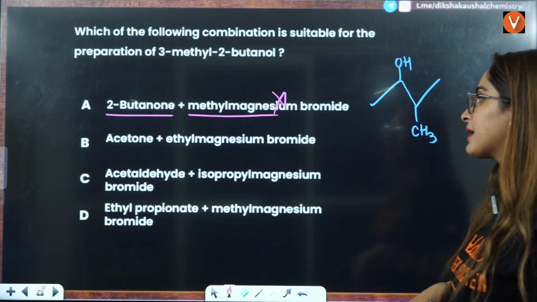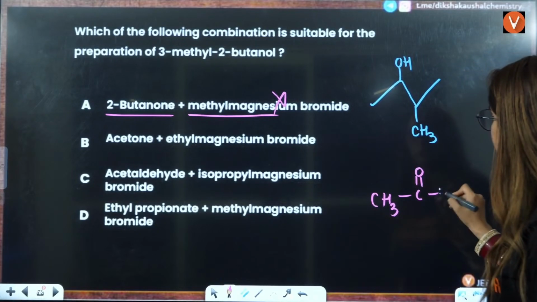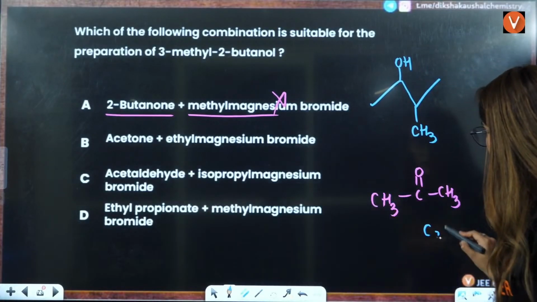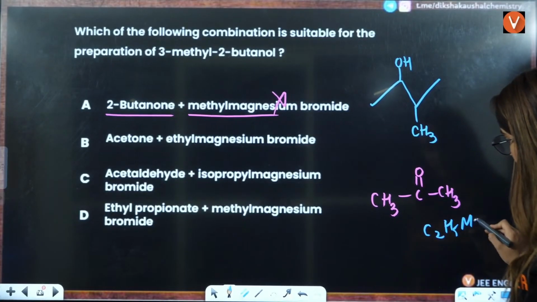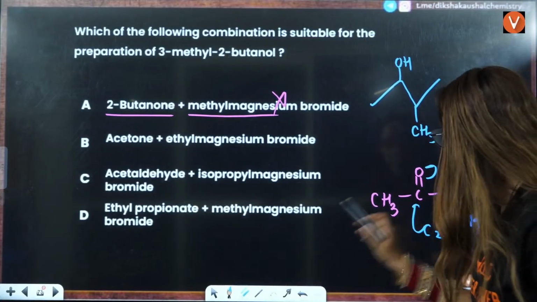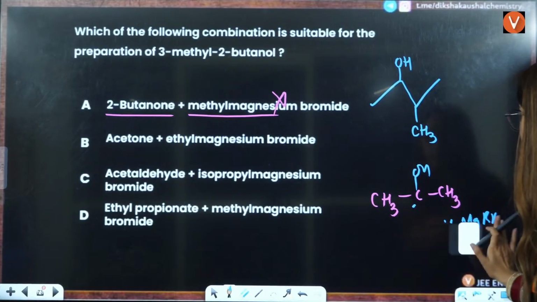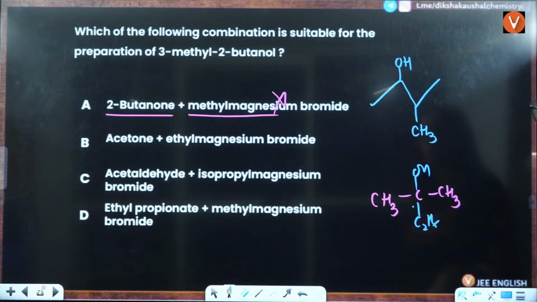Acetone and ethyl magnesium bromide, this is possible? Let us see. CH3, C double bond O, CH3. And here you have C2H5MgBr, right? That is going to attack here. Electrons will jump here. You will have OH here and this will be C2H5. So again, that is not possible, right?